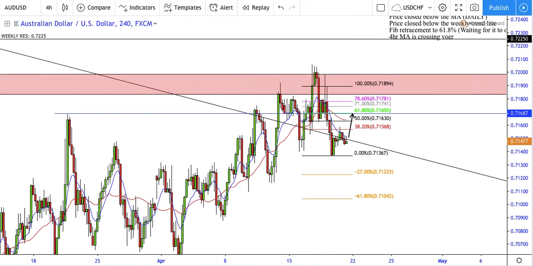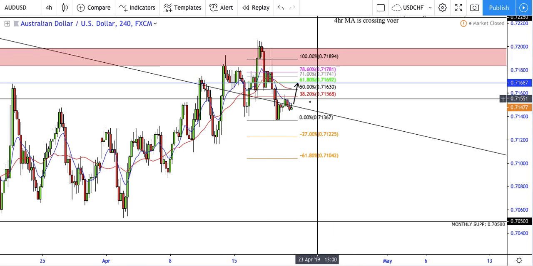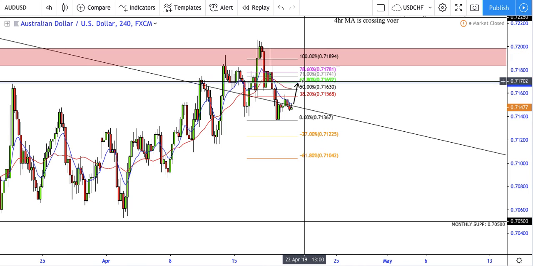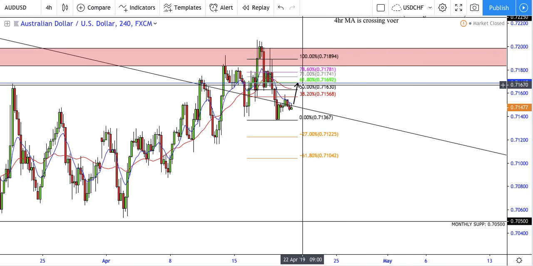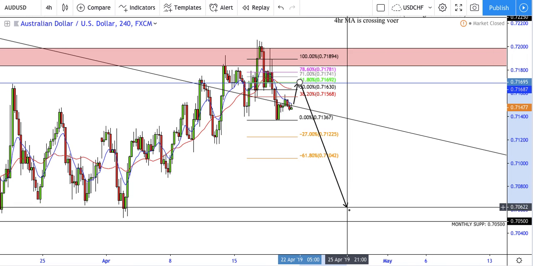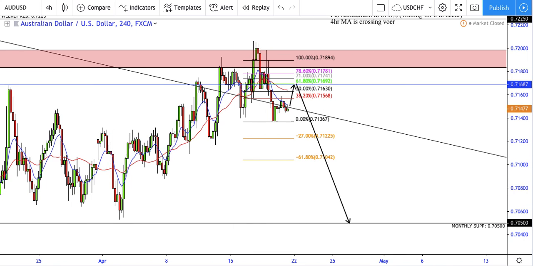So this right here is basically what I am expecting for AUDUSD. I'm expecting price to come up to the 61.80% of around 0.71687, to which I will be looking for potential short trades back down to the major support level of 0.705.